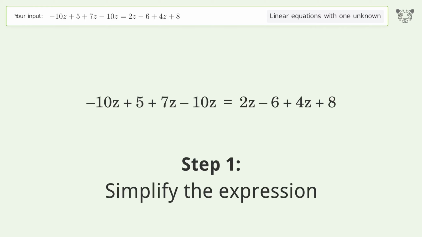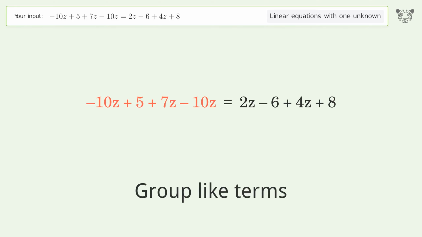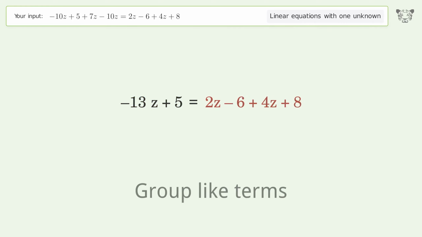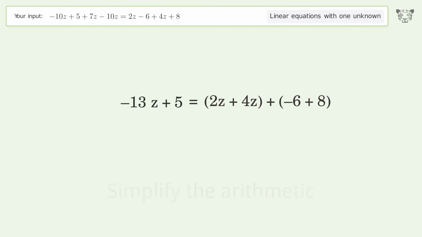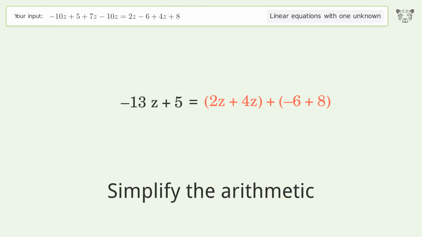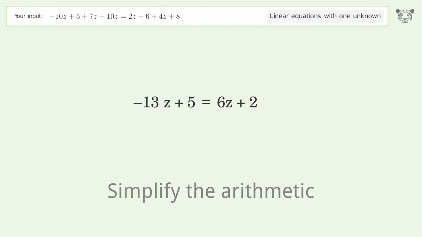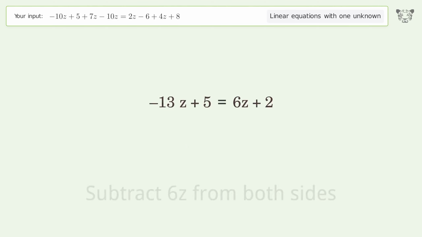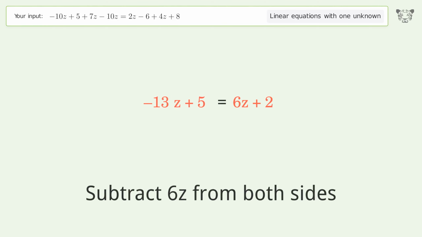Simplify the expression. Group like terms. Simplify the arithmetic. Group like terms. Simplify the arithmetic. Group all z terms on the left side of the equation. Subtract 6z from both sides.